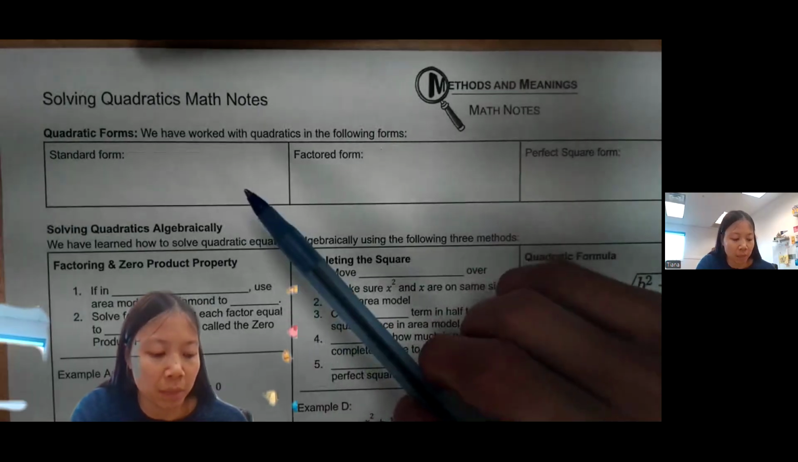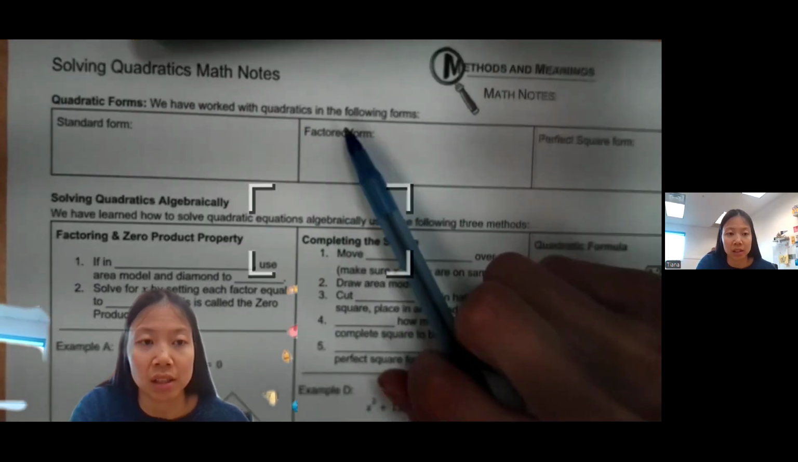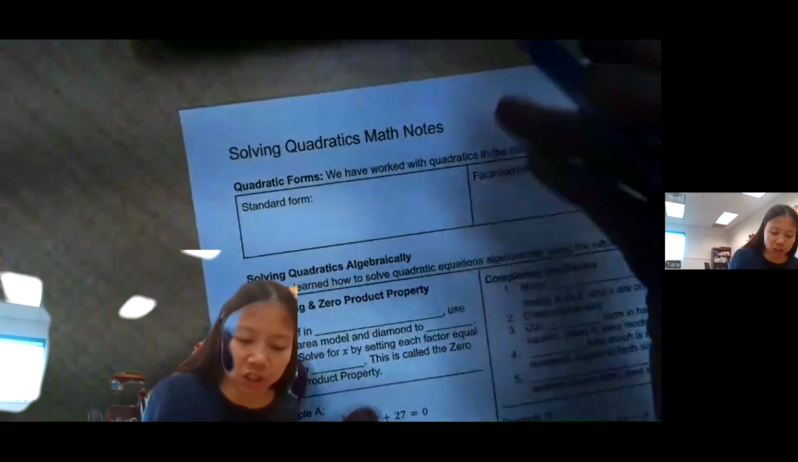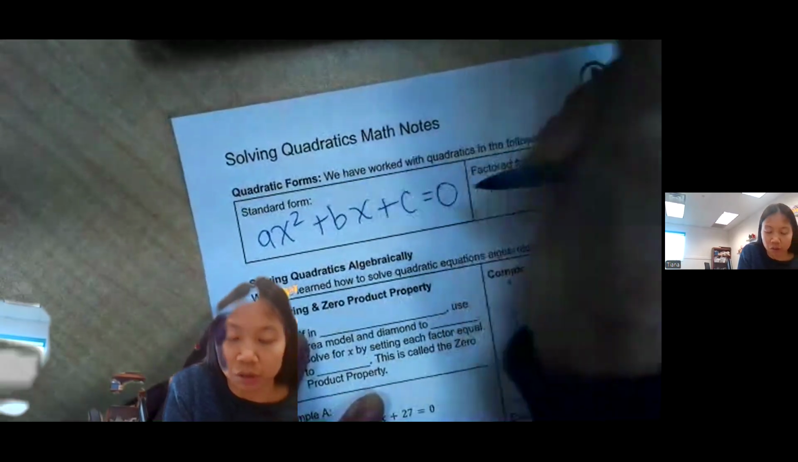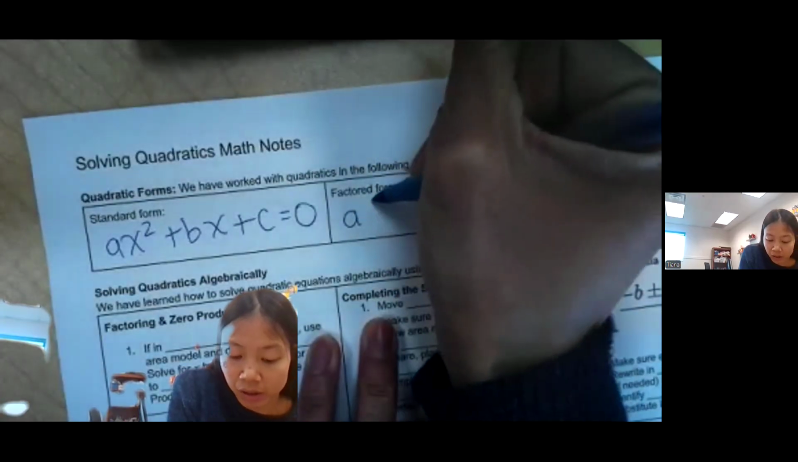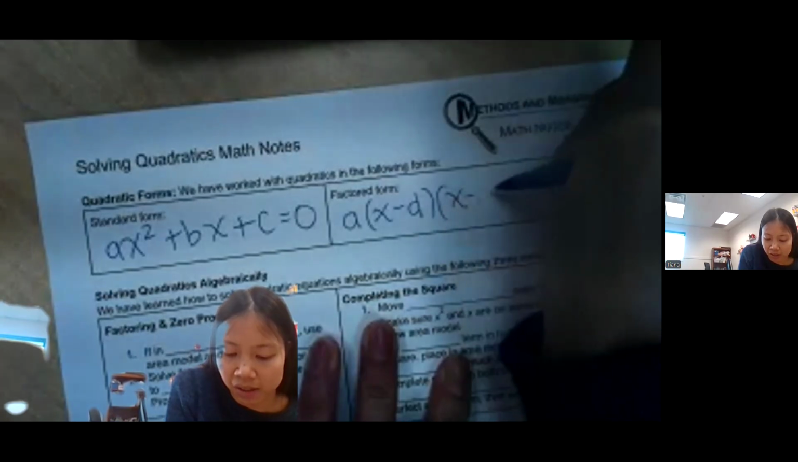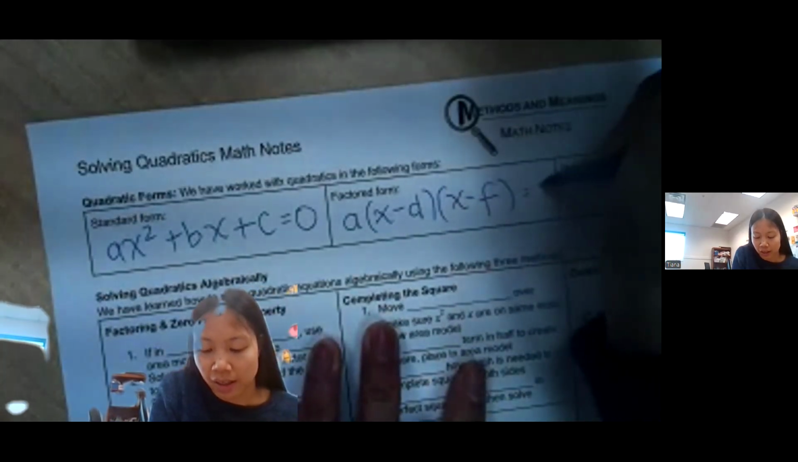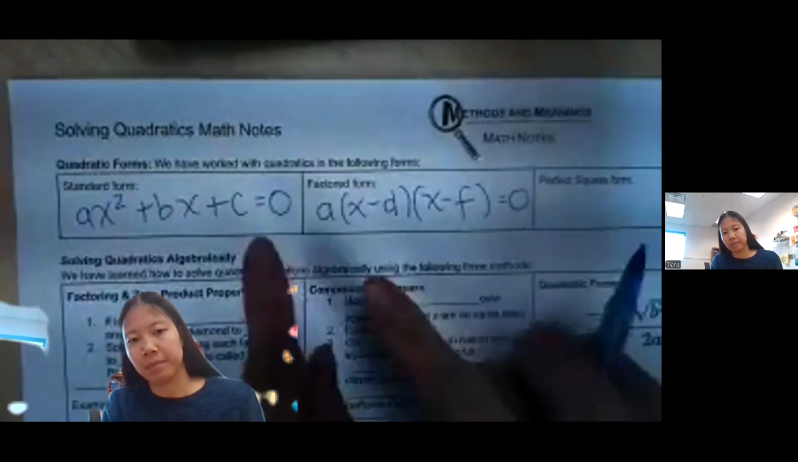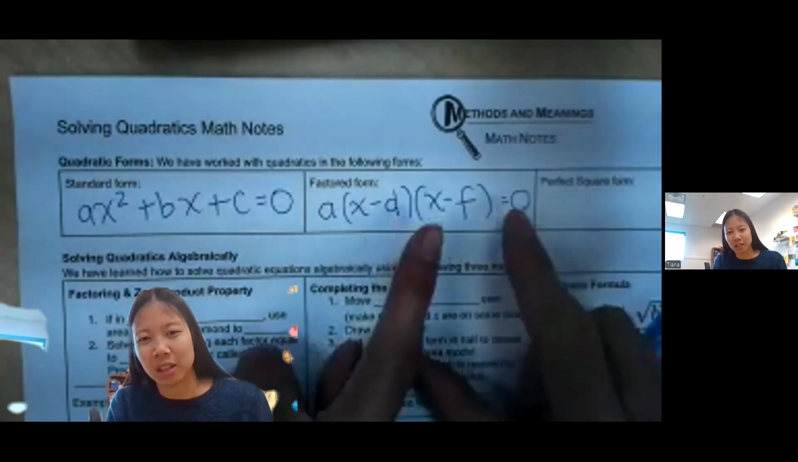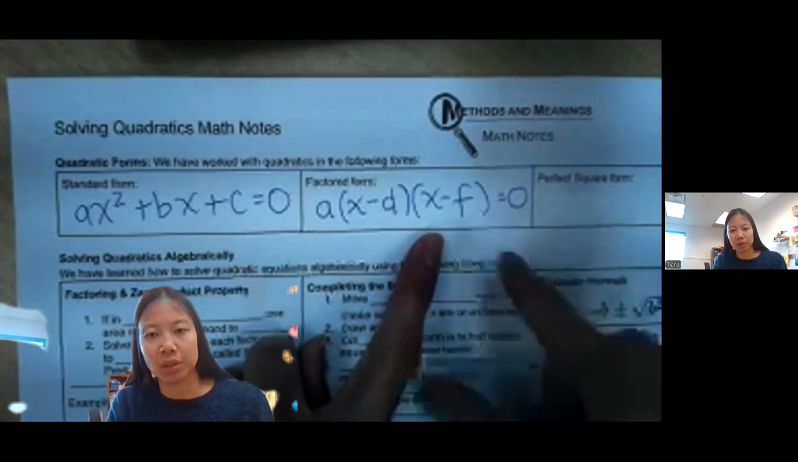We've talked so far about how to work with quadratics in these different forms. We talked about standard form, which is just ax squared plus bx plus c, and that is usually equal to 0. We've talked about factored form, which we learned you can have some a value in front, and then you might have like x minus d times x minus f, and you can set that equal to 0. A is our a value, and then these can be our x-intercepts if we set each one equal to 0.